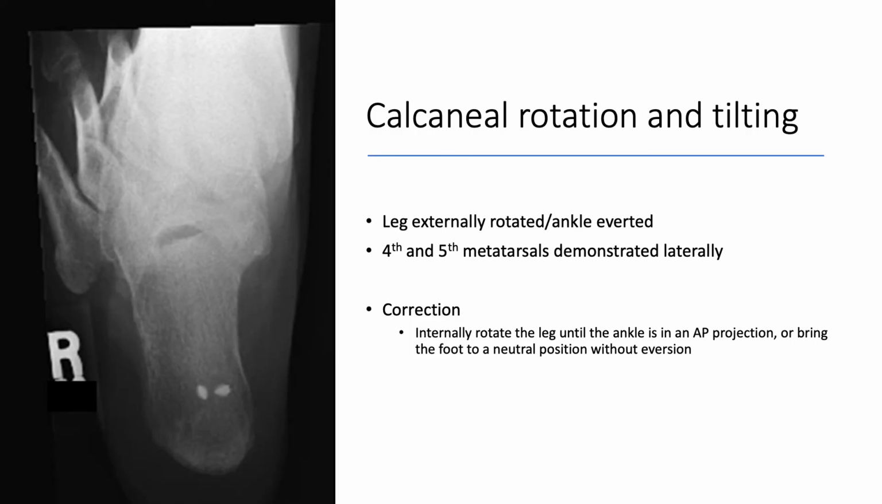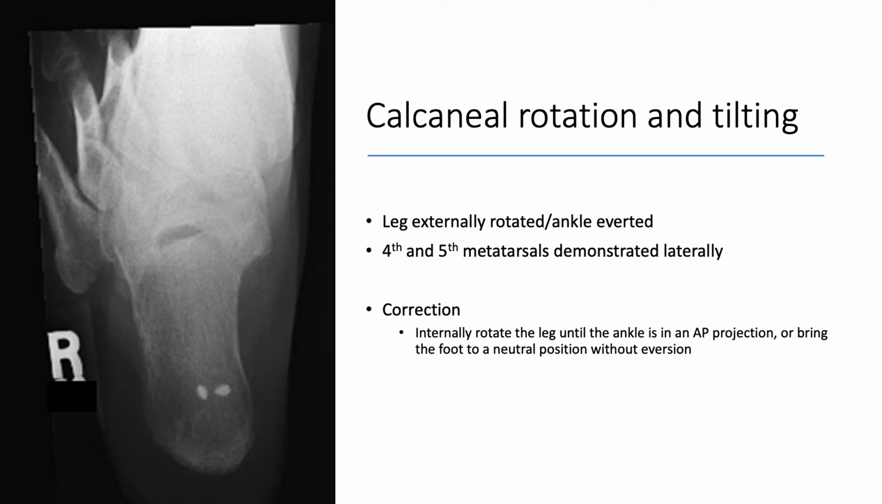Another common mistake made when performing the axial calcaneus is rotation or tilting. If the leg is externally rotated or the ankle is everted, the fourth and fifth metatarsals are demonstrated laterally, as demonstrated in the image that I have provided. If the leg is internally rotated or the ankle is inverted, the first and second metatarsals will be demonstrated medially.